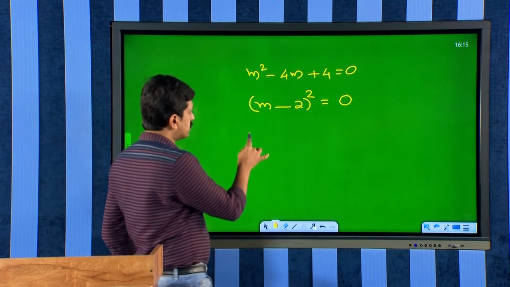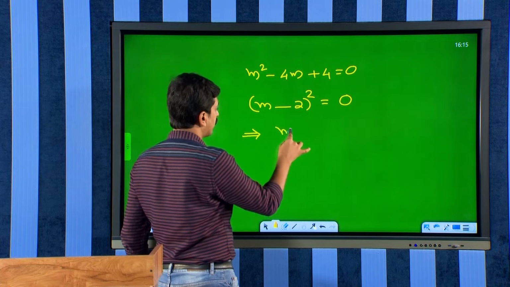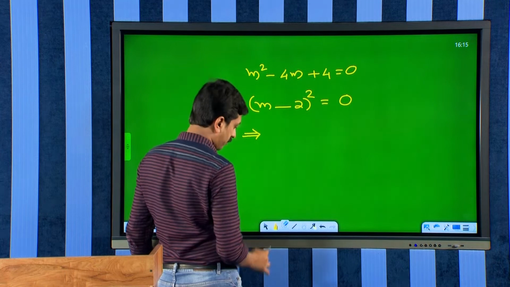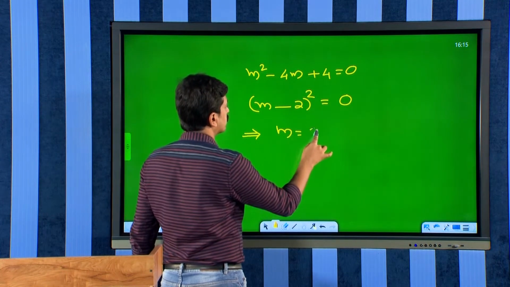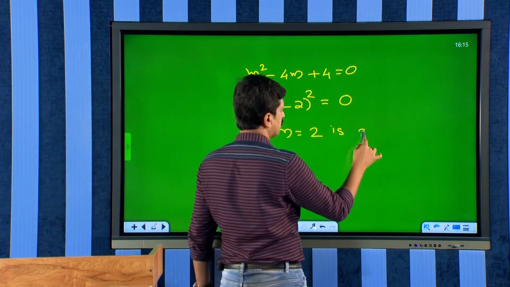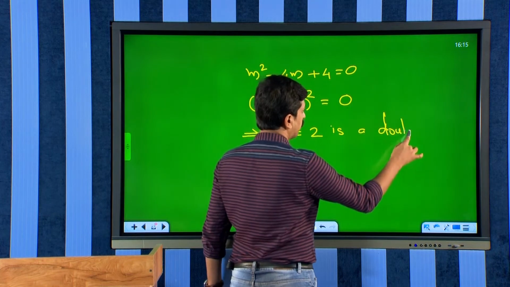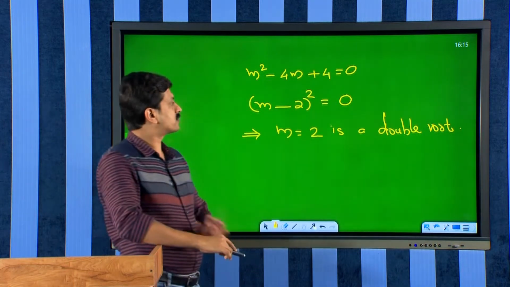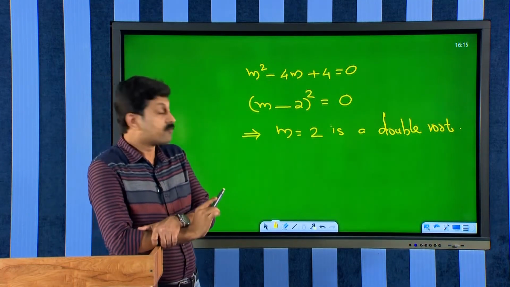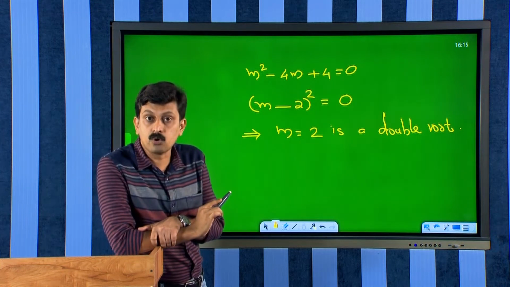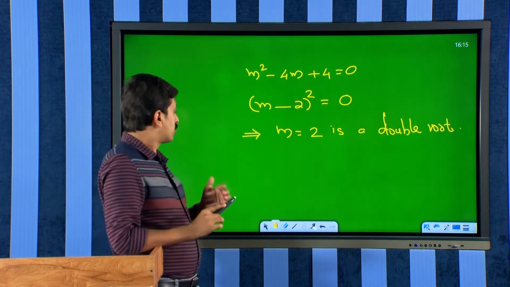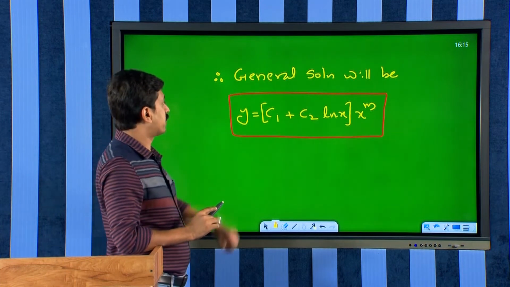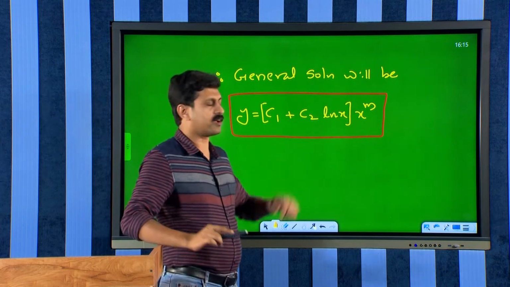We find that the value of m is equal to 2, a double root. The value m equals 2 is a double root for the auxiliary equation of the Euler-Cauchy equation. So if we have a double root, the solution is (c1 plus c2 log x) times x raised to m.